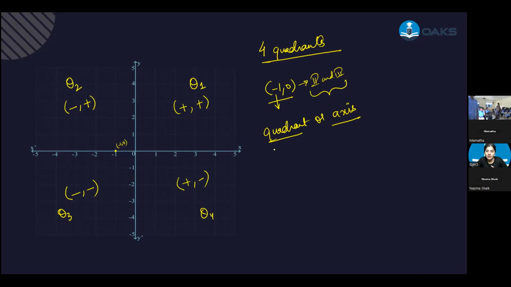So if I have a point 4 comma 0, where will it lie? Axis, madam. X-axis. This will be the point. Okay. 4 comma 0. So this will not lie in any quadrant. It will lie on x-axis, right? Okay. One more point. Can we try one more point?